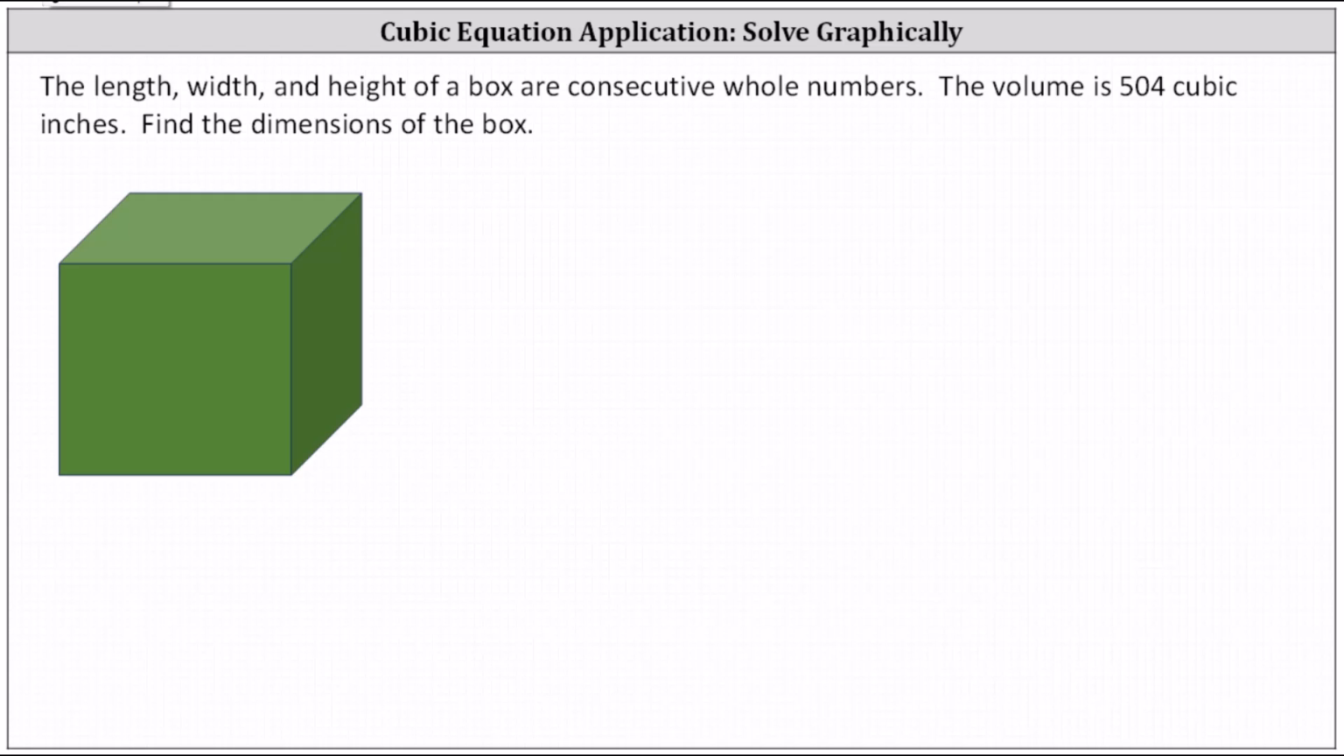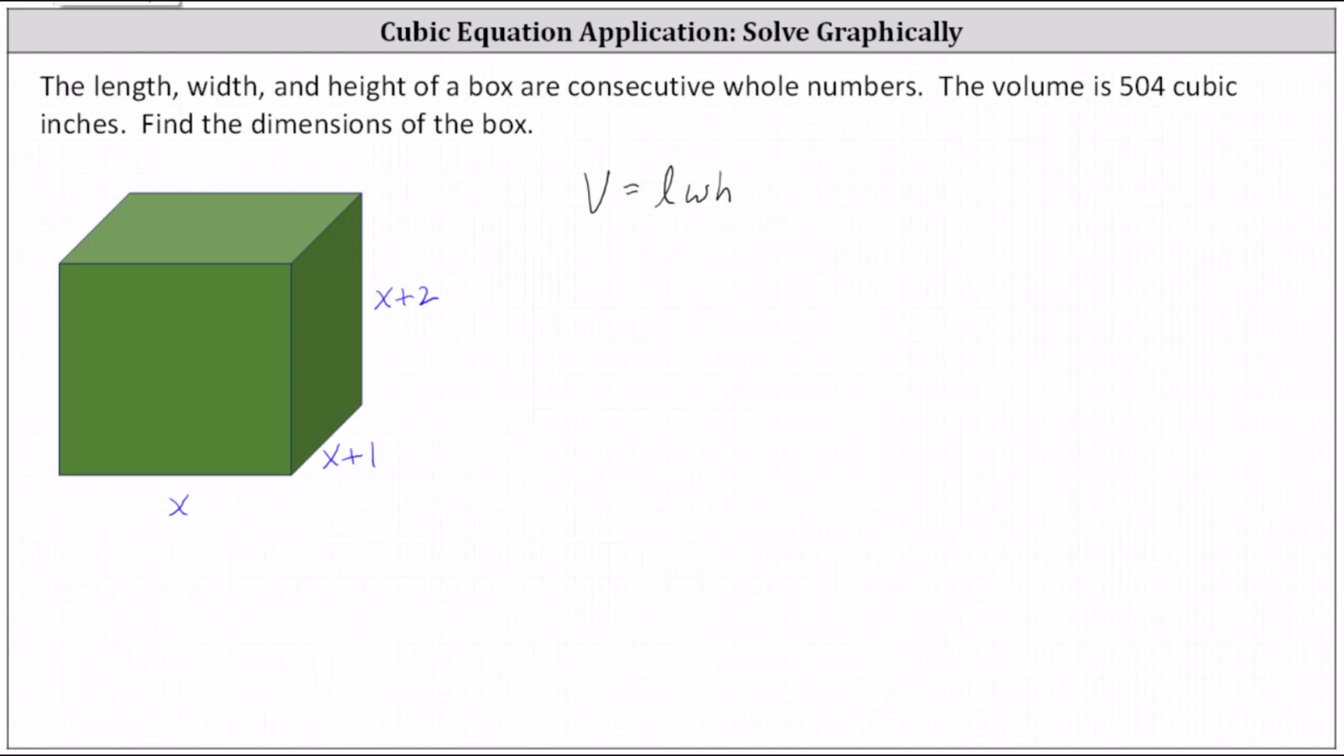To begin, recall the volume of a box, V, equals length times width times height. And since the length, width, and height are consecutive whole numbers, if we let the length equal x, the width would be x plus 1, and the height would be x plus 2. For example, notice if x equals 2, the dimensions are 2 inches by 3 inches by 4 inches.